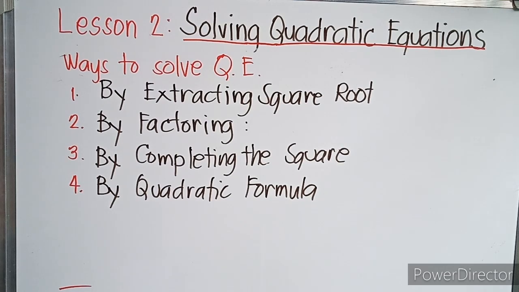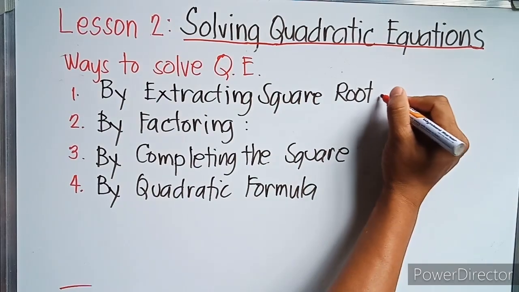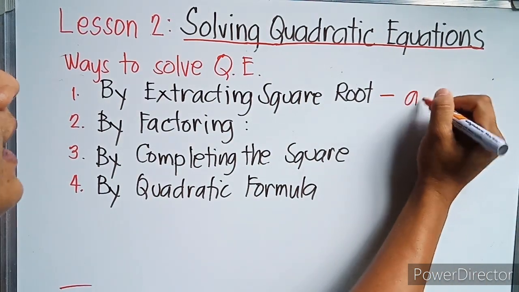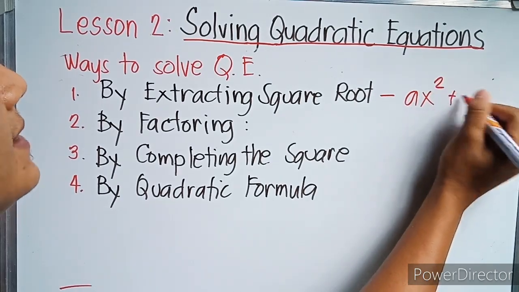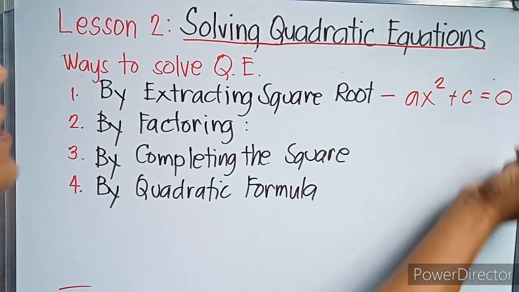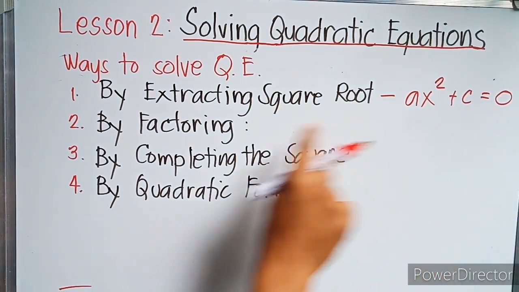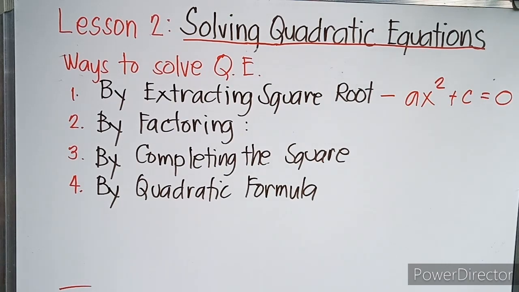In solving quadratic equations, we have 4 ways. Number 1, by extracting square root. Number 2, by factoring. 3, by completing the square. And number 4, by quadratic formula. So, for the first one, by extracting the square root, we are going to solve the quadratic equation in the form of ax squared plus c equals 0. So, lahat ng quadratic equation na ganito ang form, pwede siyang isolve using extracting square root.